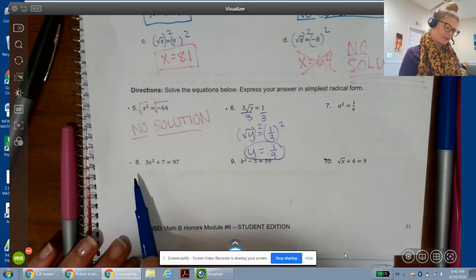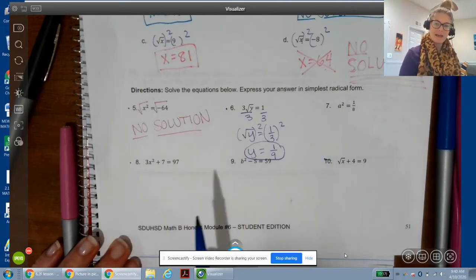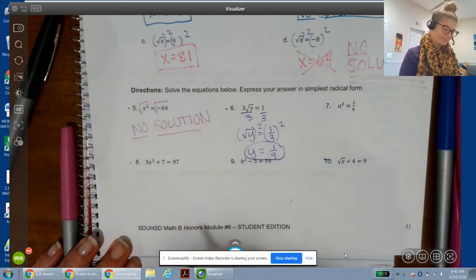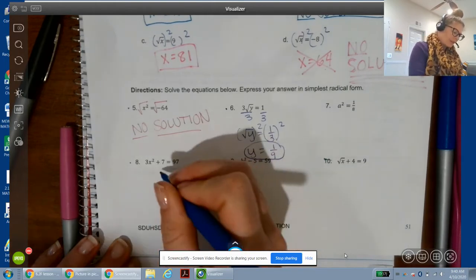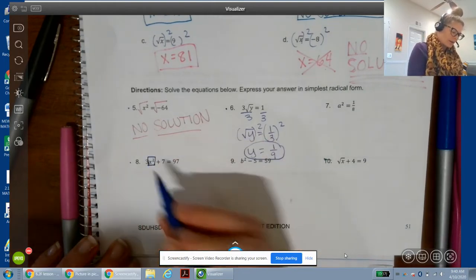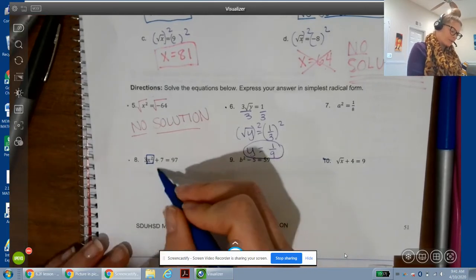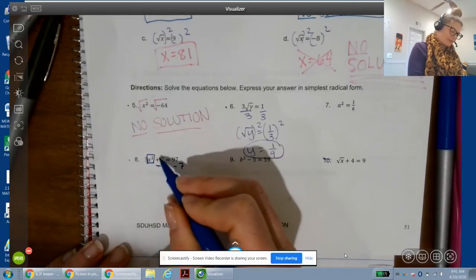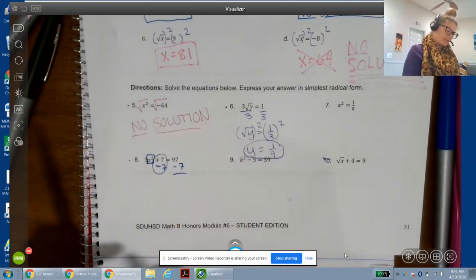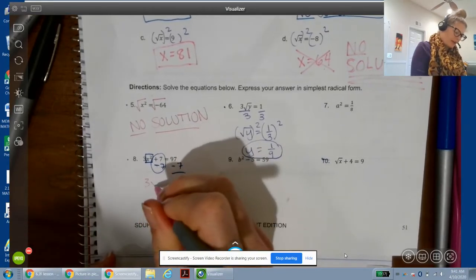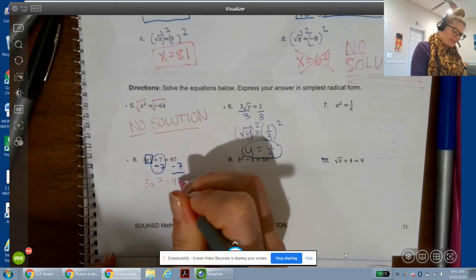Let's look at 8, and then I'll let you work on 7, 9, 10, and we'll go over those answers quickly. So take a look at 8. The exponent expression, x squared, is not isolated, so I'm going to need to subtract 7 from both sides first. When I do that, I will have 3x squared is equal to 90.